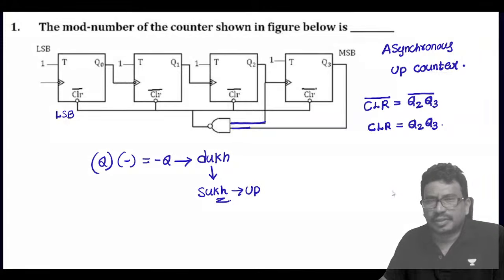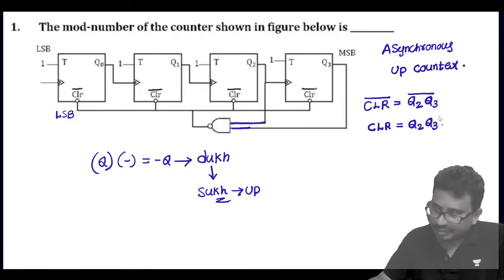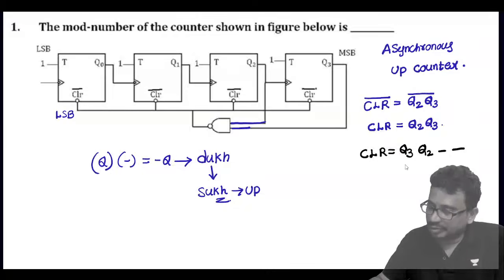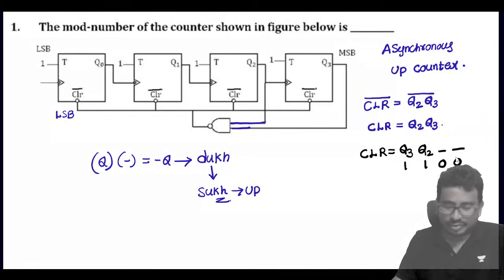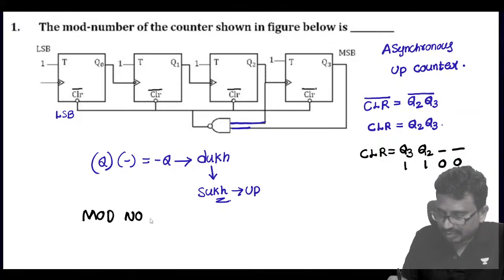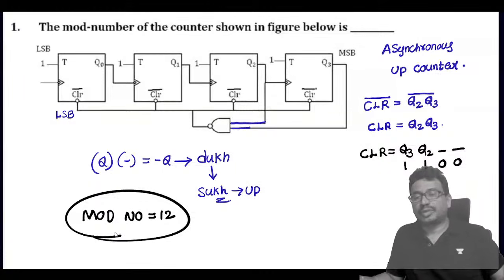Okay. Now you can tell me Q3. So this value I can arrange in the order here, CLR. So Q3 is MSB, then Q2, Q1, Q0 is not given. So we can say 1 1, and this is 0 0. So from this we can say this is a mod number, which is equal to 12. This is a mod 12 counter.